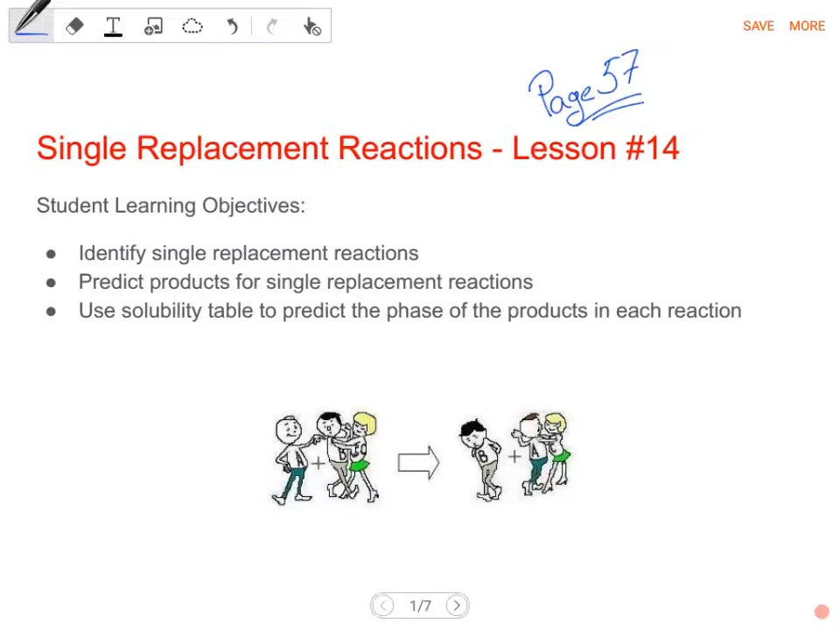Hi everybody, it's time for lesson number 14, which is called Single Replacement Reactions. In this lesson, you're going to identify what single replacement reactions actually are and predict the products, what's going to be produced. And we're going to talk about something called the solubility table.